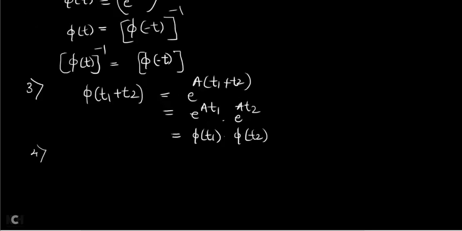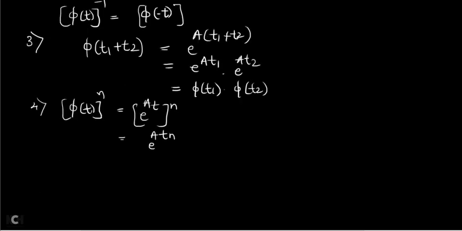The fourth property tells about phi of t whole to the power n. Assume that you want to find out phi of t power n. Then what you should do? e power at whole to the power n. You know that powers and powers will be multiplied, so e power atn will come. That can be written as phi of tn.